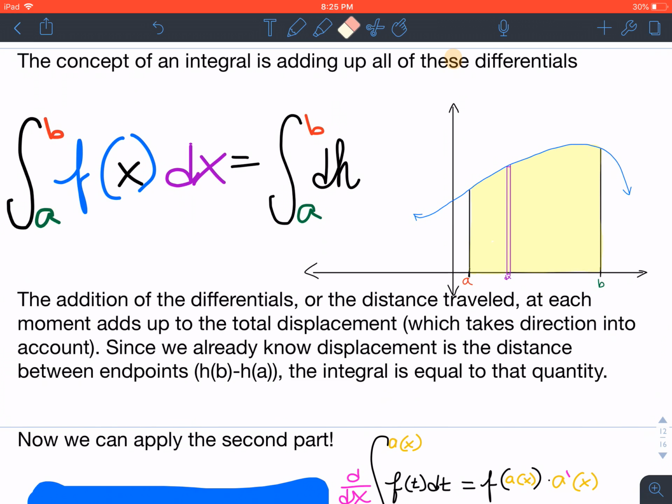So this sort of wordy definition basically just says that if you add up at each instant how far you've traveled in that instant, or for each dt, the dh, if you add up all of the dh's, positive or negative, you get how far you've traveled. But since we already know that displacement is your position at the end minus your position in the first place, which is just the definition of displacement, you can then prove, therefore, that this integral over here is the same as this quantity h of b minus h of a. So that's the proof for the first part.